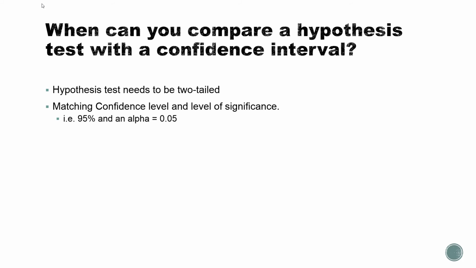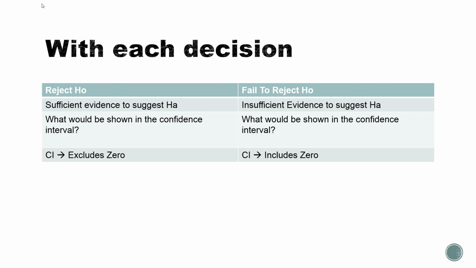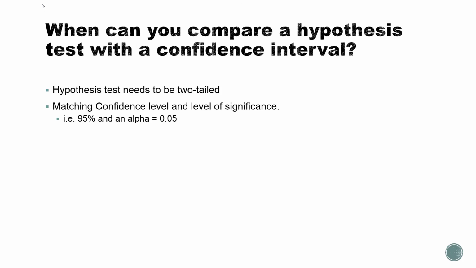So this is how you compare a hypothesis test with confidence intervals. They will always show the same thing. If you reject the null, the confidence interval that you calculate for the same data should exclude 0. If in your hypothesis test you fail to reject the null, the confidence interval for the same data should include 0. And remember, you can only make this comparison if the hypothesis test is two-tailed and if your confidence level and level of significance match.